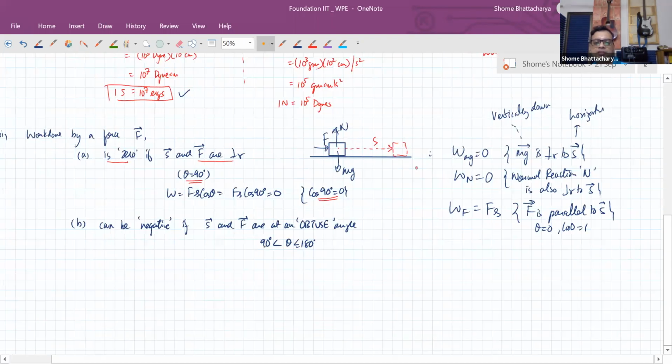We come to the B part later. First, just note down this example. In this particular case, where we are pushing a body horizontally along a surface, the work done by gravitational force and the work done by normal reaction will be 0. But the work done by the force that we are applying horizontally, this force F, will be just force into displacement, the magnitude of force multiplied by the magnitude of displacement. Is this point clear? Don't worry about the second point B. I'll come to that. Just concentrate on the first point A first.